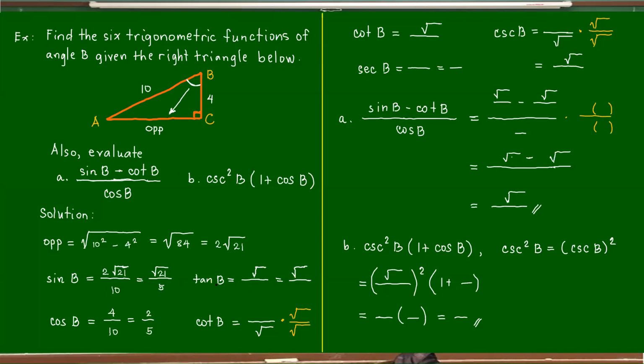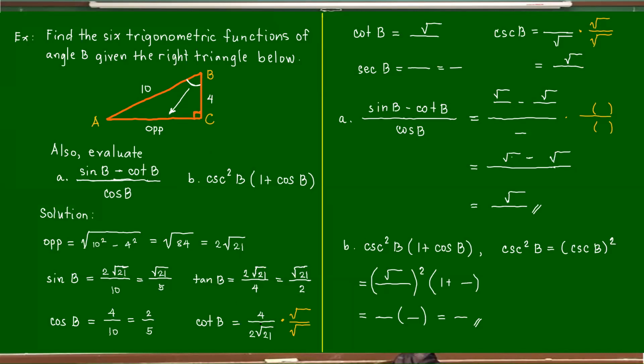Next, we have tangent B. Tangent B is equal to opposite, that is square root of 21, over adjacent, which is 4. Simplifying, we get square root of 21 over 2. What about cotangent B? That is adjacent, which is 4, over opposite, square root of 21.